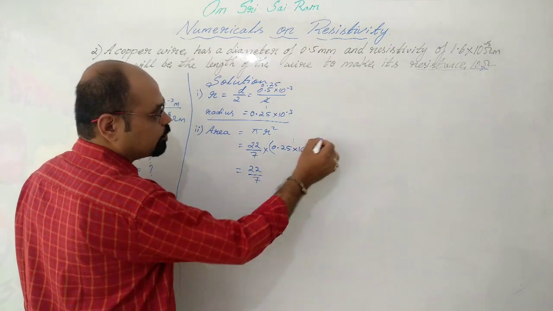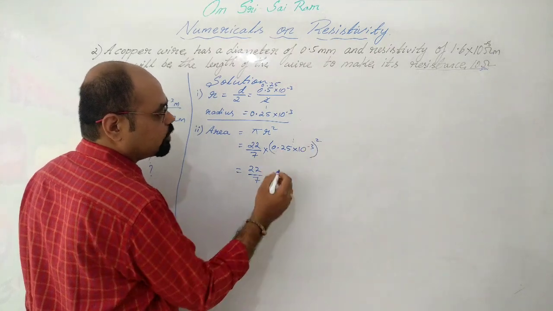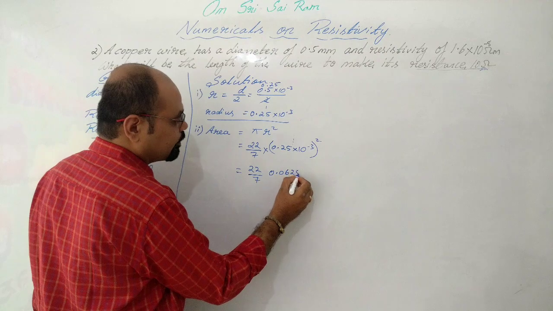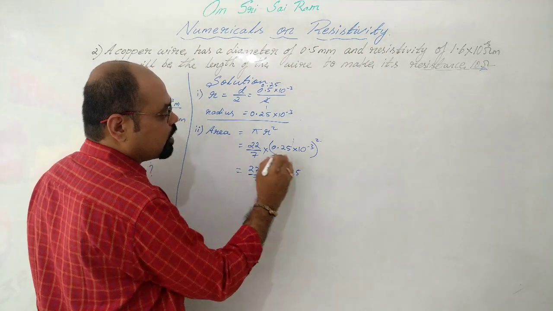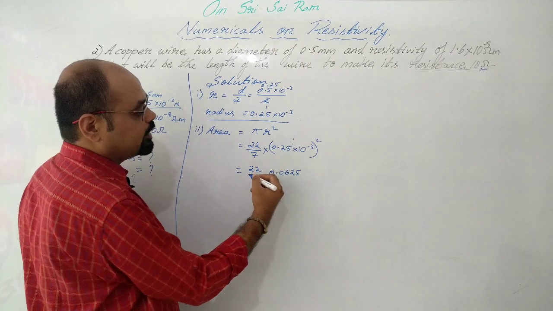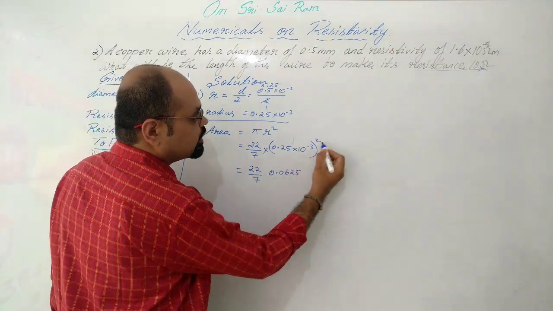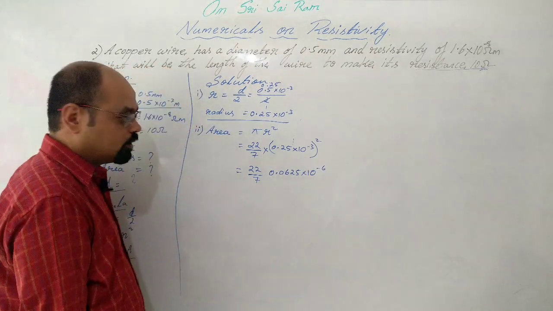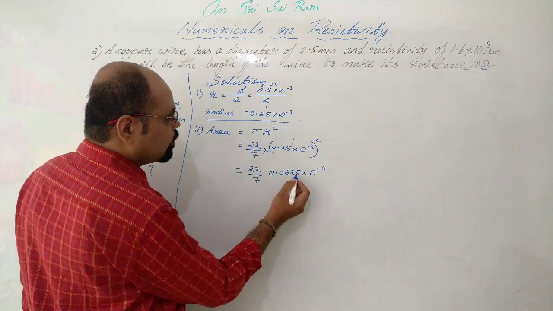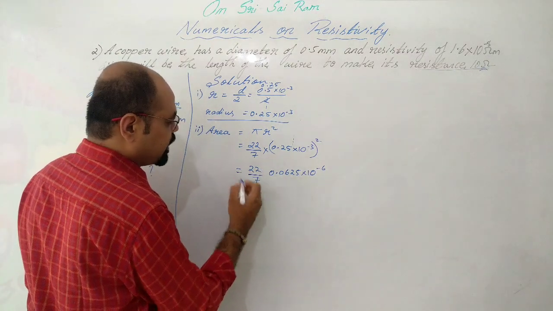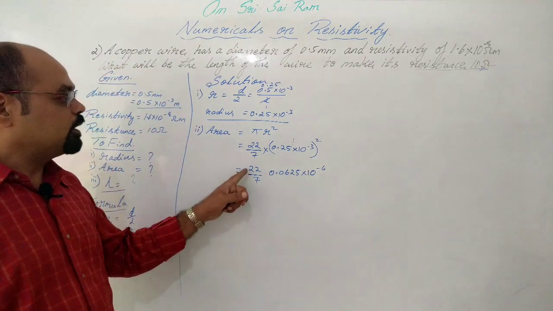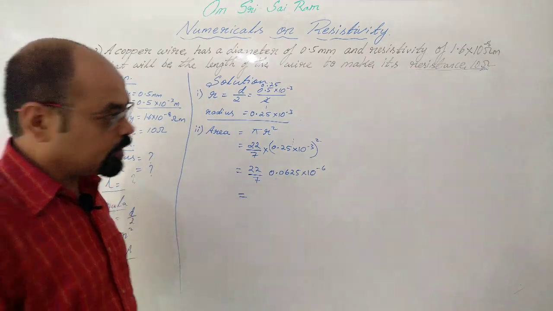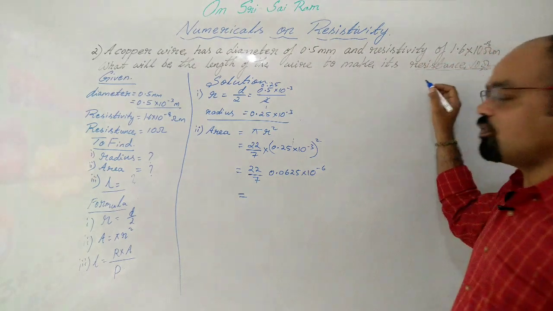First we will remove this power. That is, 0.25 in whole square can be written as 0.0625. The square of 0.25 is 0.0625. 10 to the power of minus 3 into 2, we can write as 10 to the power of minus 6. Now multiply 0.0625 into 22. While multiplying, let's do it in the rough work.